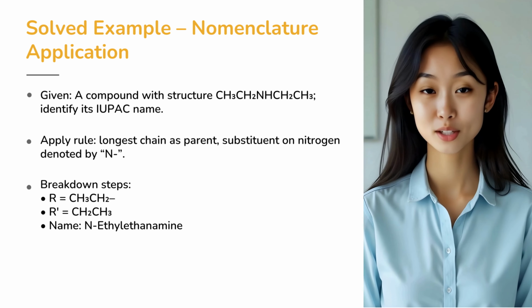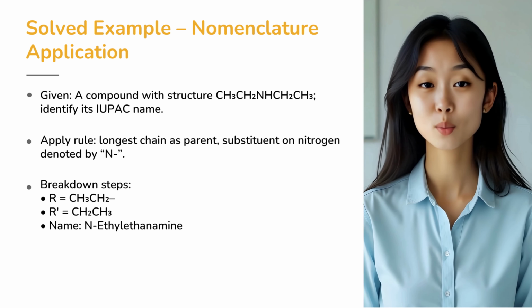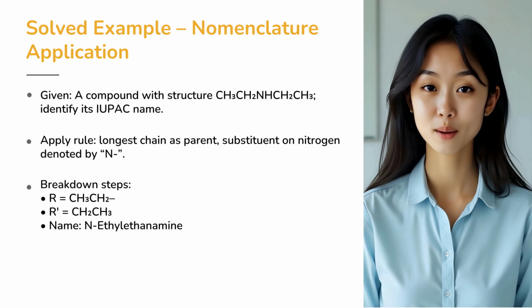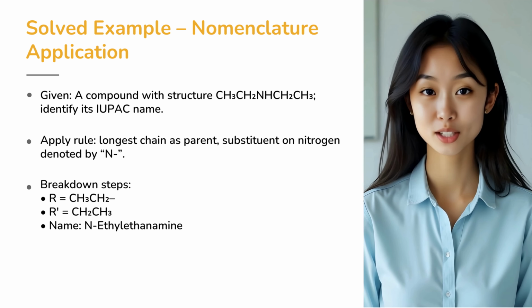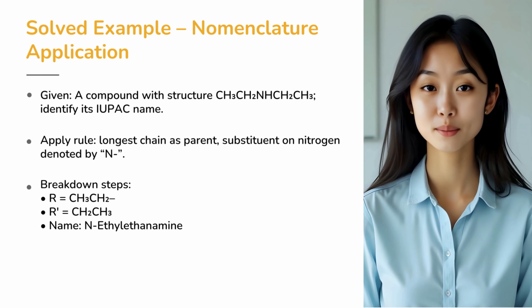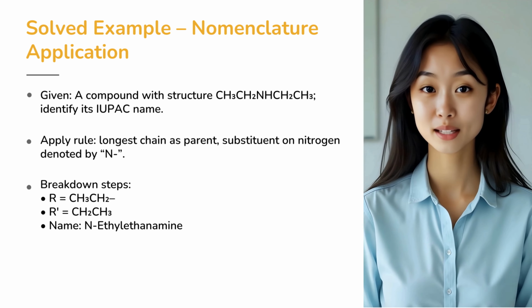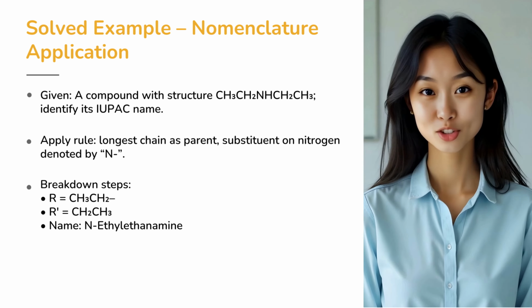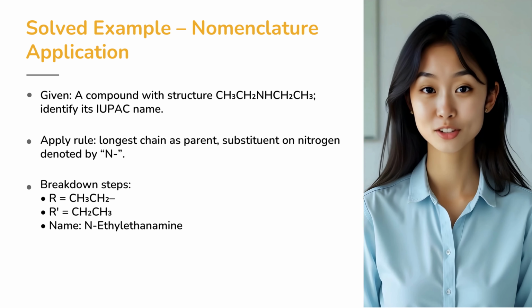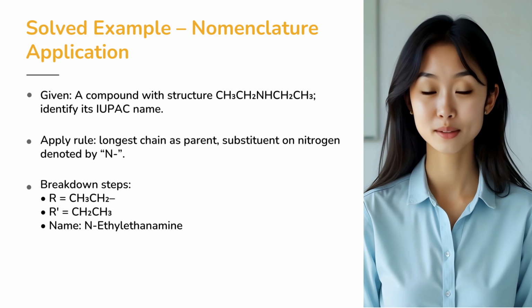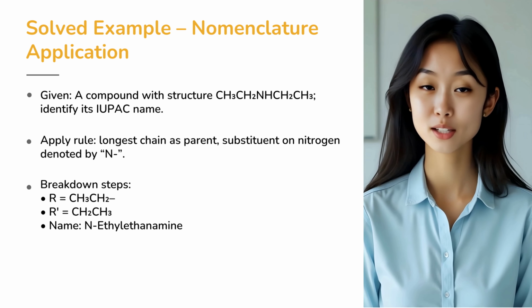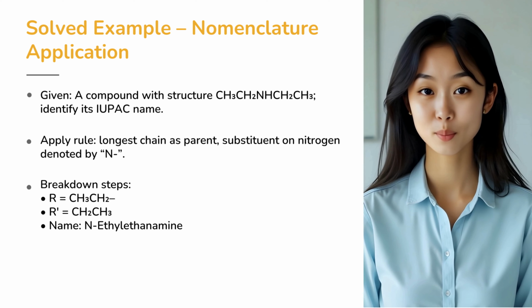that an N substituent. Breaking it down, one side is our R equals CH3CH2, ethyl. The other R prime equals CH2CH3, ethyl attached on nitrogen. Putting it all together, the name becomes N-ethylethanamine. Picture a structure with labels showing the longest chain and the nitrogen substituent clearly marked to keep your mental map sharp. This simple rule, longest chain as parent and N prefix for nitrogen substituents, lets us name more complex amines with confidence.